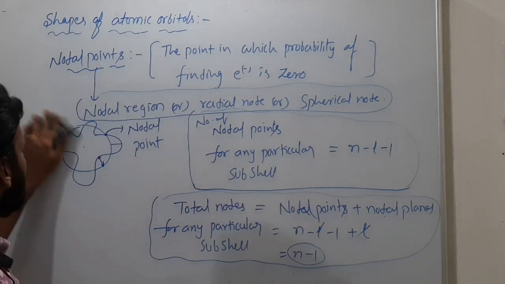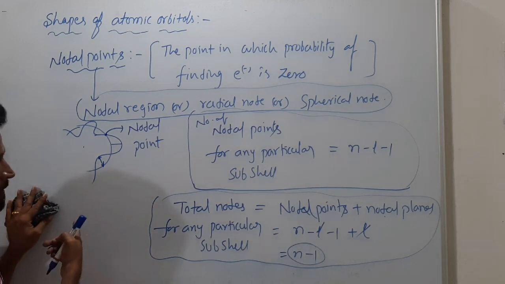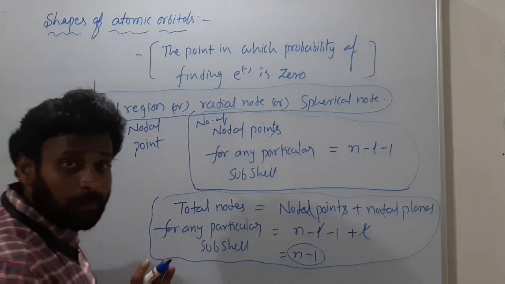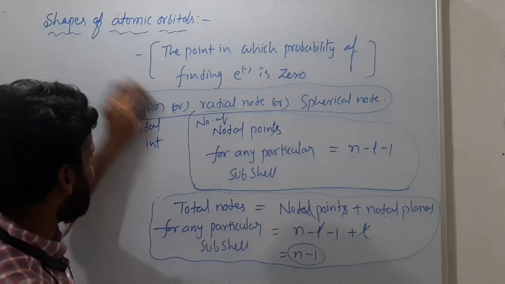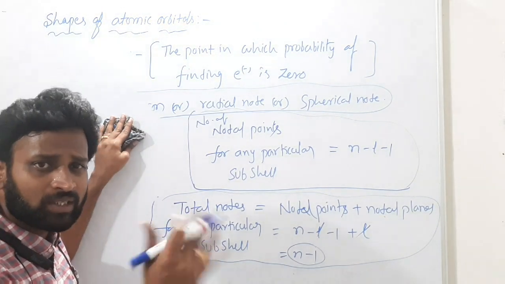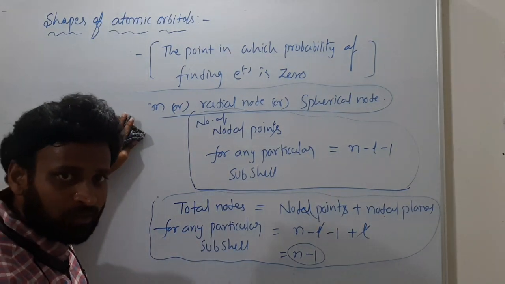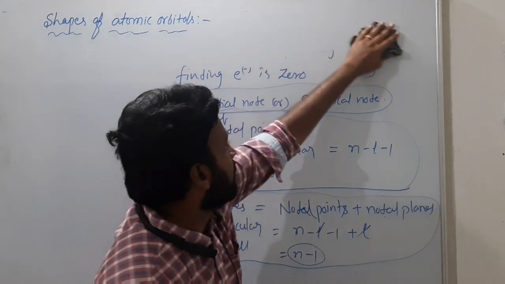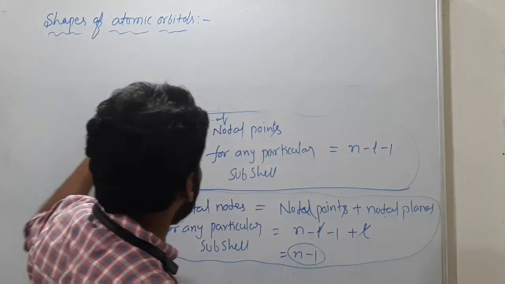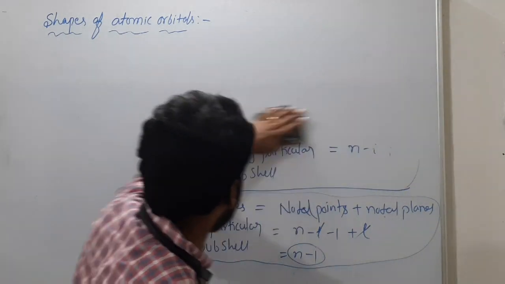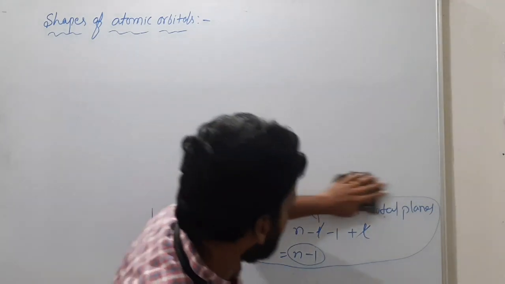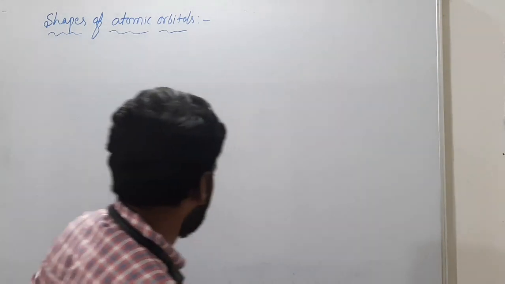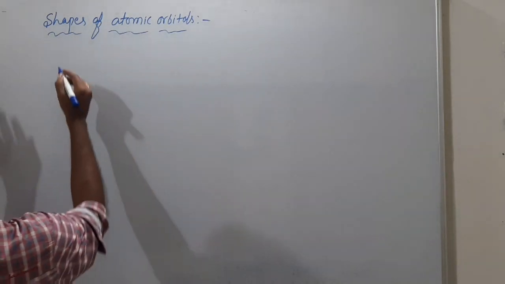Remember this one. I repeat, take a screenshot please and write it down. The number of nodal planes is the same for any s, meaning 1s, 2s, 3s, whatever. For p, whether 2p, 3p or 4p, it is simply the azimuthal quantum number. But the nodal point formula is n minus l minus 1.